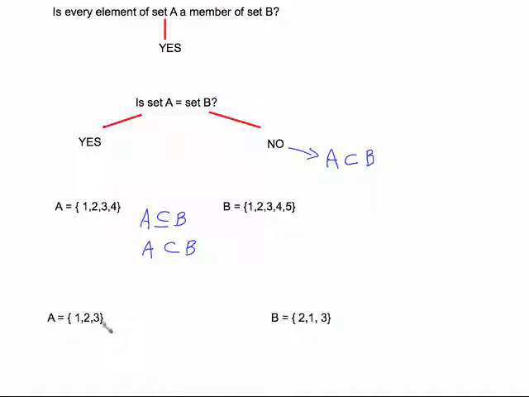Second example, set A is 1, 2, 3, set B is 2, 1, 3. Is every element of A also an element of B? Yes, it is. Therefore, I can say A is a subset of B. Then I ask the second question, is set A equal to set B? They are. They're in a different order, but they have the same exact elements. So set A is equal to set B, and that's where we can go no further. So this is the instance where we're allowed to use both symbols. This is where we can only use the subset symbol.